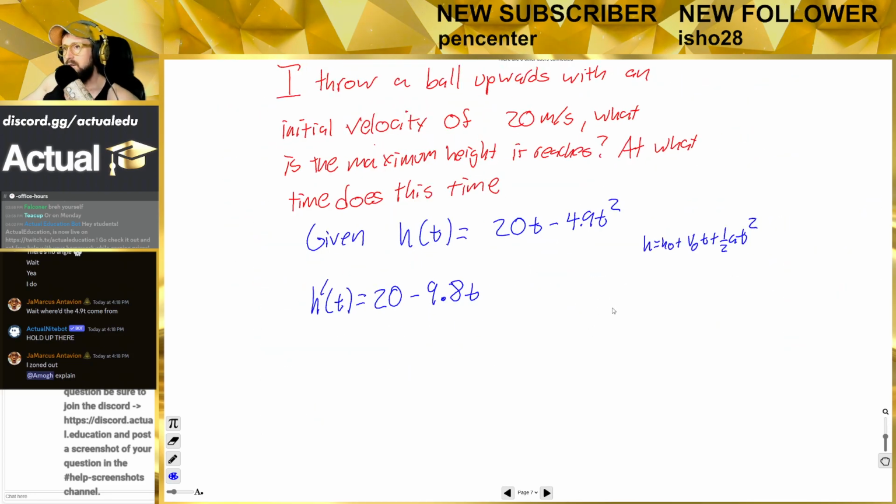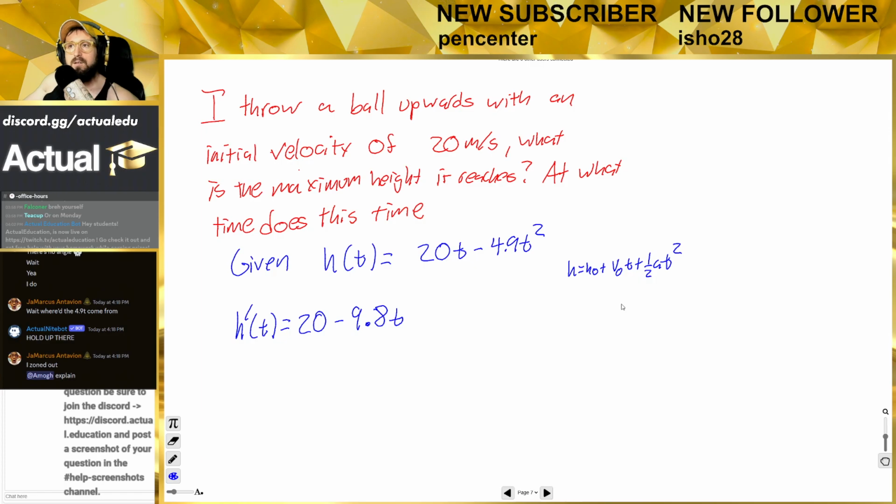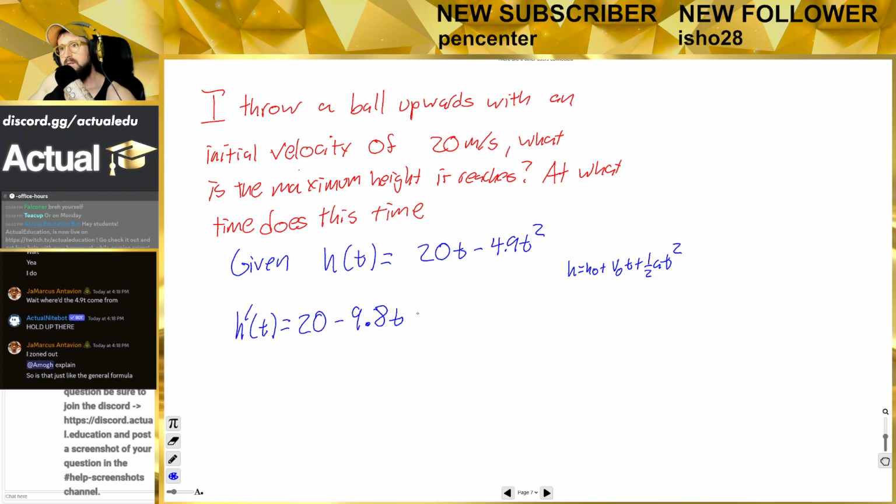Okay. So knowing that, what do we do next? Where are the maxes and the mins? We just set this equal to 0 is what we do, right? Because that'll tell us where there's a critical point, which is either a maximum or a minimum.